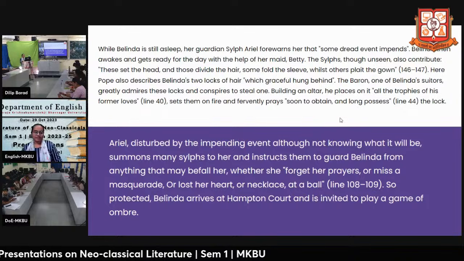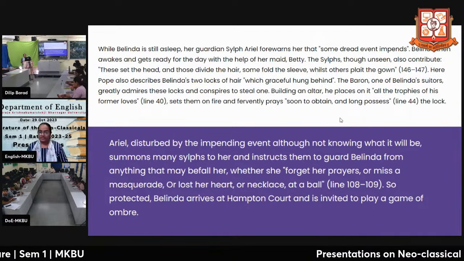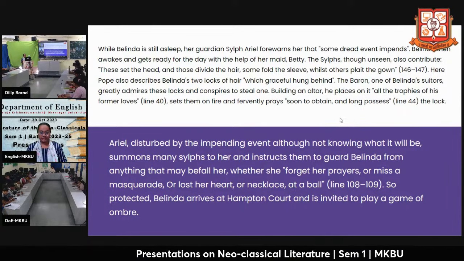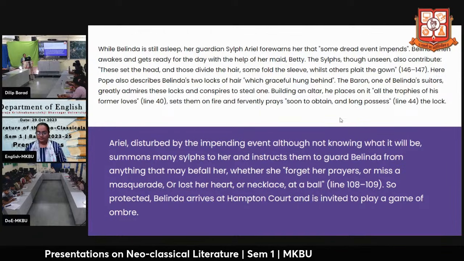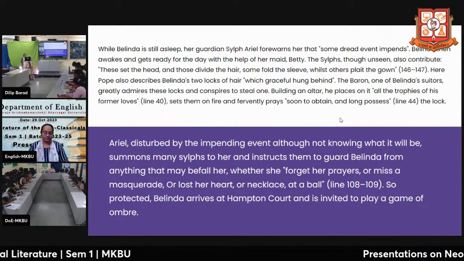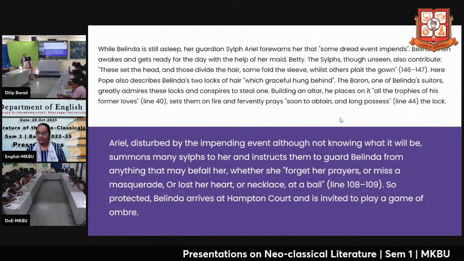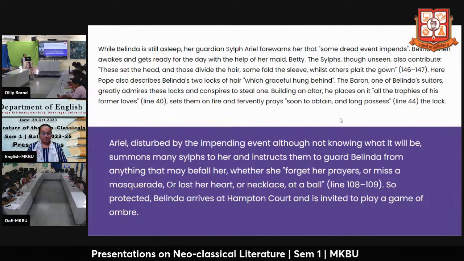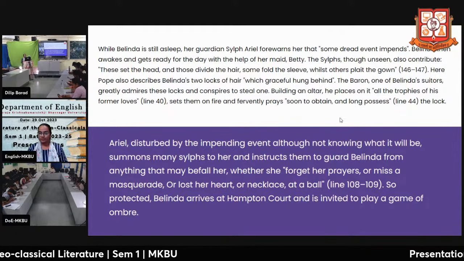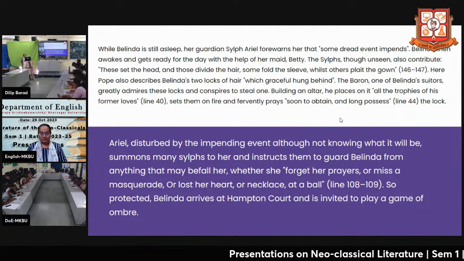While Belinda is still asleep, her guardian sylph forewarns her that some dread events impend. Belinda then awakes and gets ready for the day with the help of her maid, Betty. Though unseen, the sylphs also contribute: these set the head, and those divide the hair. Some fold the sleeve, while others plant the gown. Here Pope also describes Belinda's two locks of hair, which graceful hung behind. The Baron, one of Belinda's suitors, greatly admired this lock and conspired to steal one.